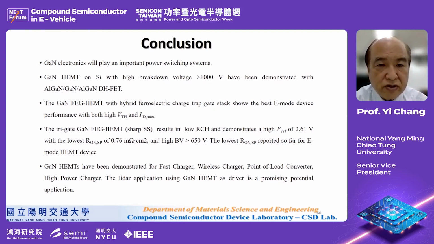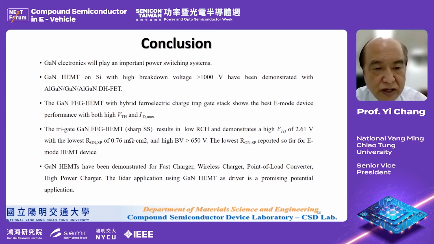Finally, I'd like to conclude the talk. I have shown that GaN and SiC electronics will play an important role for power switching applications, and GaN and SiC HEMT on silicon have high breakdown if you properly design the buffer layers, so the breakdown voltage can be 1000 volt and above. And the GaN and SiC ferroelectric gate HEMT, which we demonstrated with a hybrid ferroelectric charge trap gate stack, shows the best E-mode device performance with high voltage, high breakdown and high current.